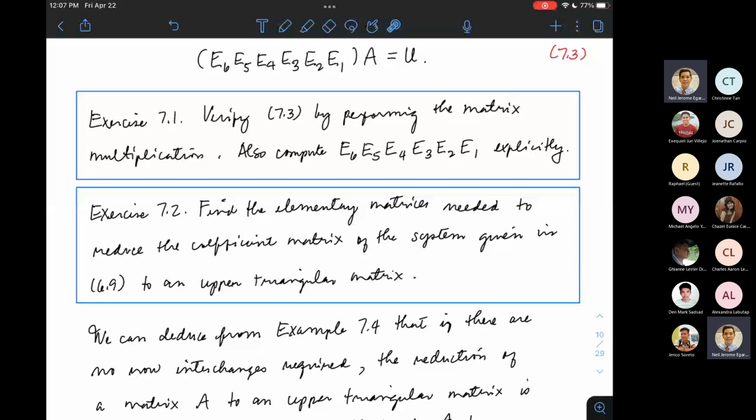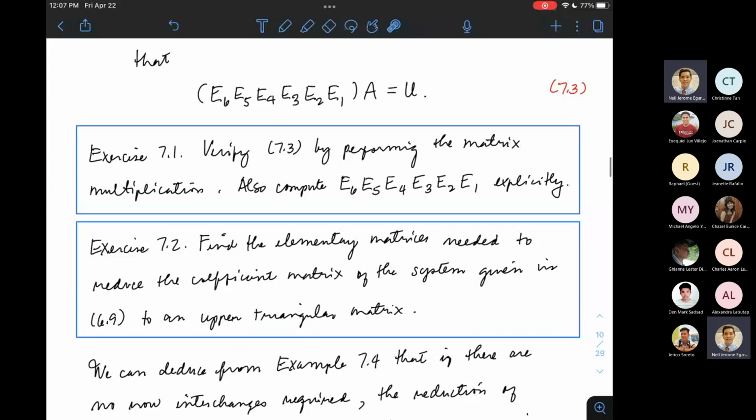Tapos, supposedly, if everything went well, when you carry out this multiplication, dapat ma-create natin yung upper triangular matrix U. Okay? But this is quite different dun sa final output na gusto natin. Ang final output natin gustong makuha ay A equals LU, right? We are basically factoring the matrix A into the product of a lower triangular matrix L and an upper triangular matrix U. Okay?